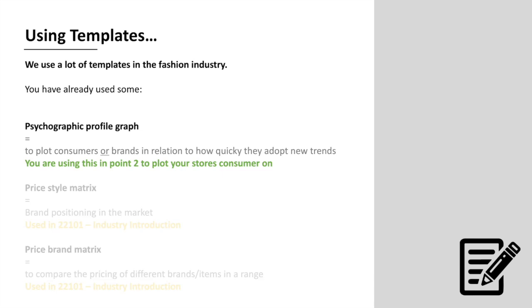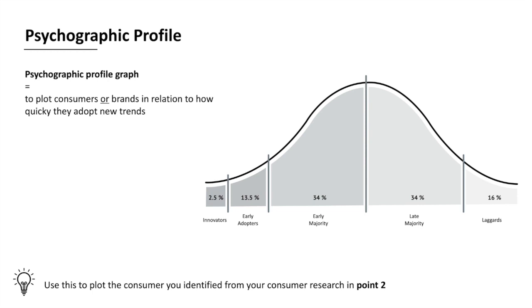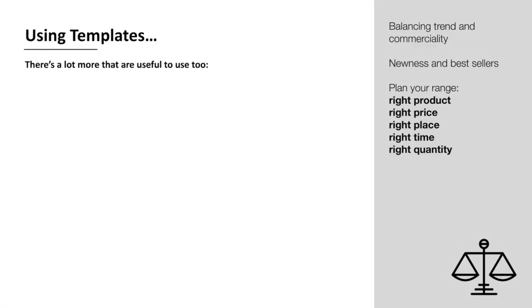We also used in your previous unit industry introduction the price style matrix and price band matrix, which we don't need to look at for this project. So we're used to using templates. So the psychographic profile, you're plotting your consumers in here in relation to how quickly they adopt trends. And remember, you're using it in this project 4.2. There's a lecture that covers this and the contents on your virtual learning environment for you to look back at.